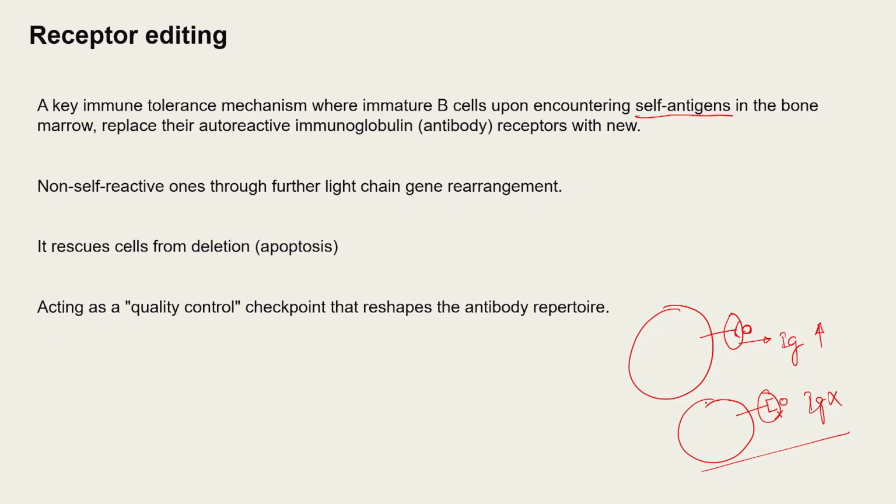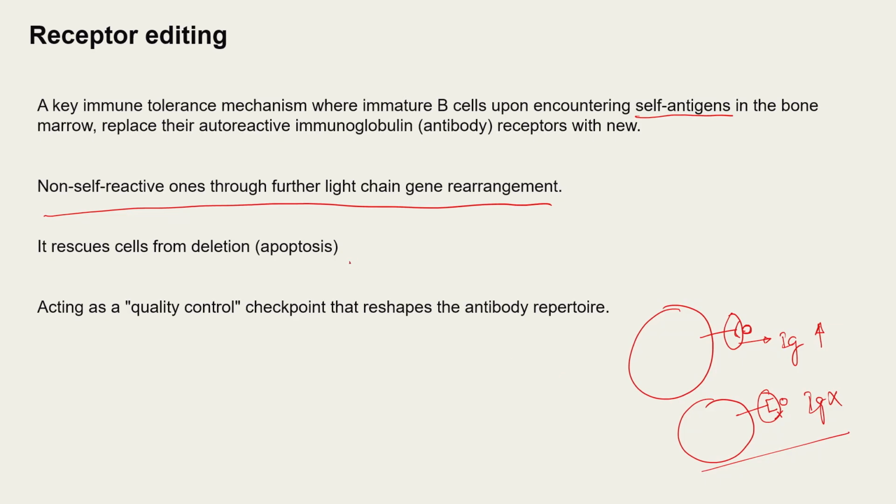We can see that these processes are very extensively present in the immune cells, particularly in the bone marrow and the thymus. The non-self-reactive ones, through further light chain gene rearrangement, go through the process. So only the non-reactive cells get through, otherwise they are all eliminated.